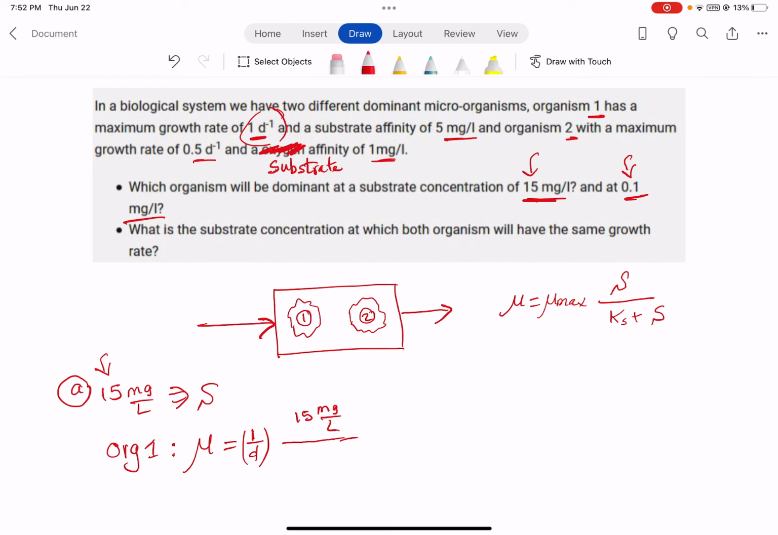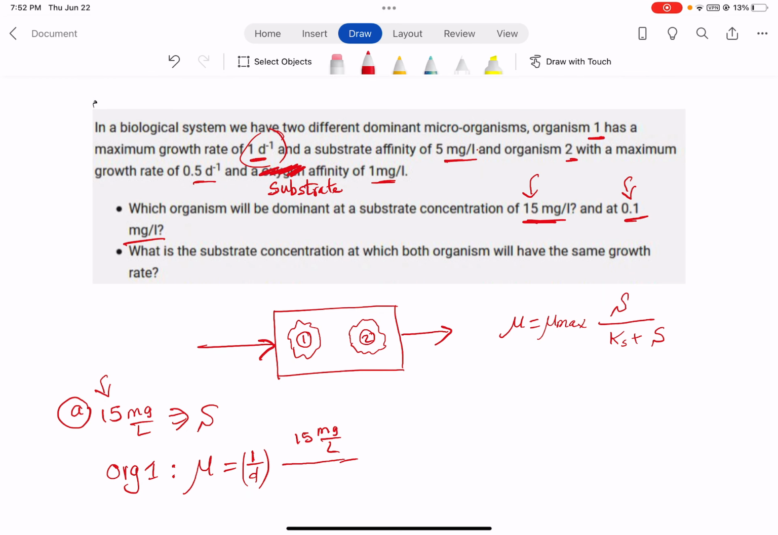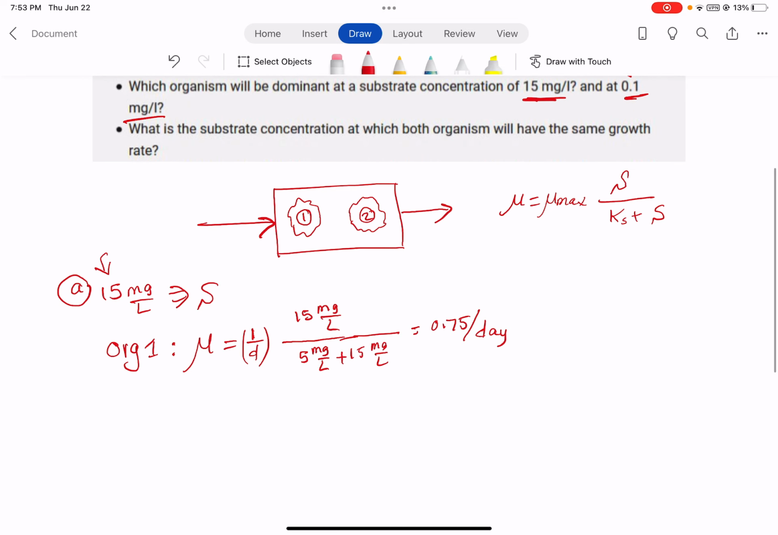Ks. He gave you the substrate affinity for organism 1, 5 milligram per liter, plus S. S at the end is the same food that we are putting inside the system. So now the answer would be 15 over 20 times 1, and this would give you 0.75. Of course, it's a growth, so it's per day.